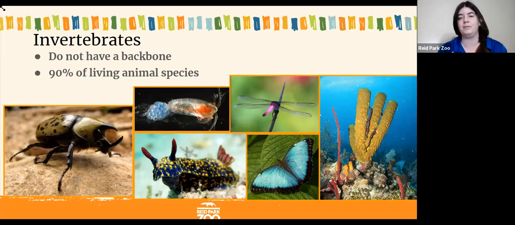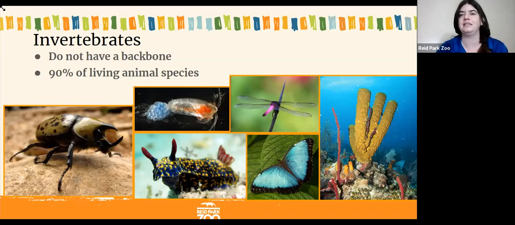So we have really strong bones to protect them, but most animals do not have those parts to protect them. So invertebrates don't have skulls, invertebrates don't have backbones, and this group is actually the largest group of animals that's alive in the world. 90% of living animal species are all invertebrates. And the invertebrates are very varied.